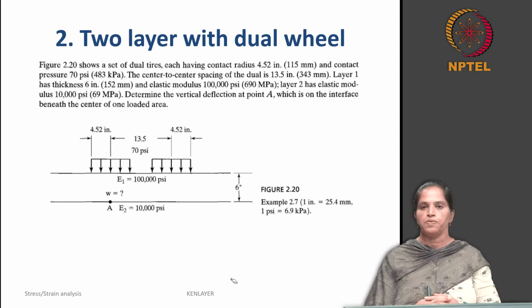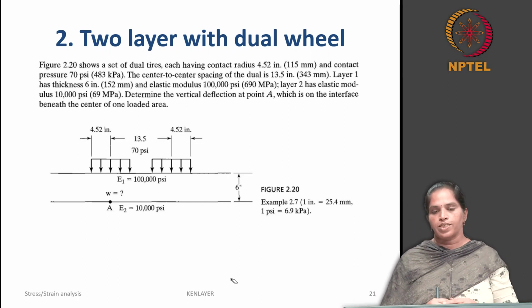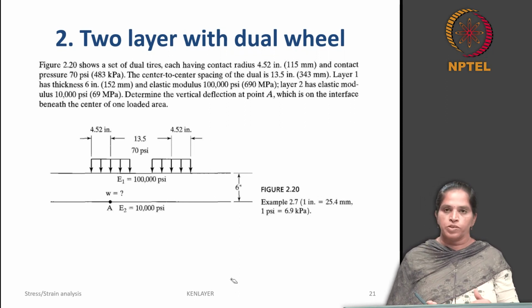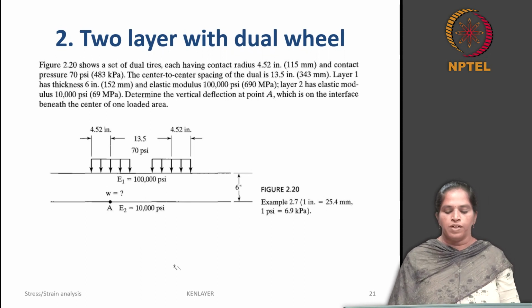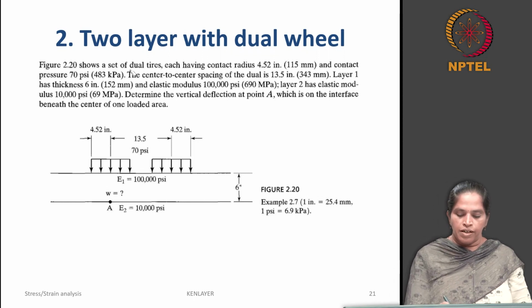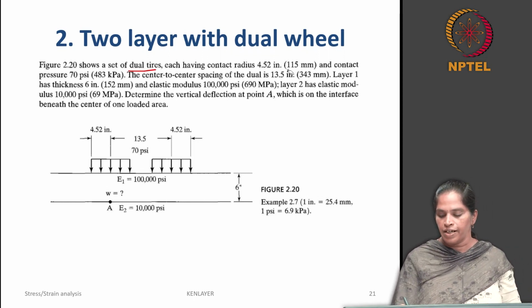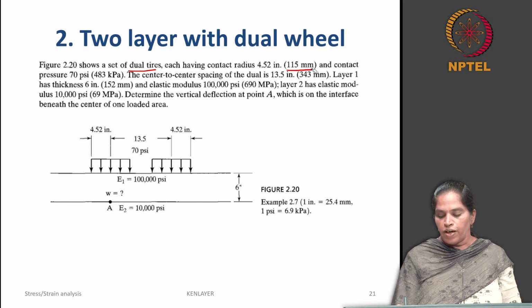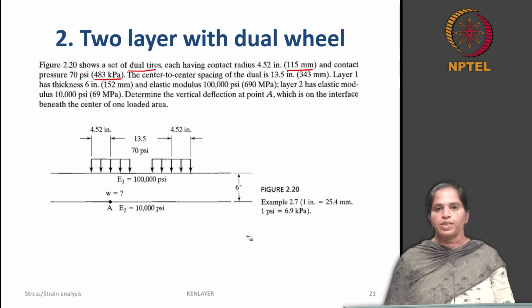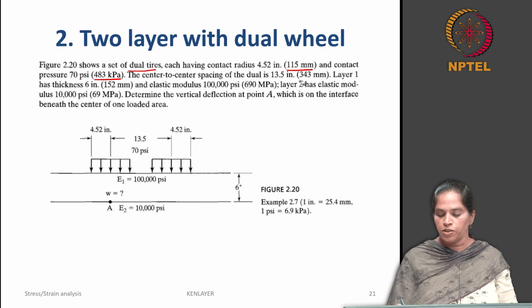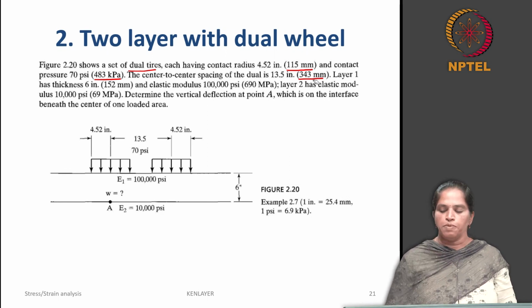So, the next problem we will look into is a two-layered system, but instead of a single wheel load, we will use a single axle dual wheel. So, we are going to use a dual wheel here to find out stresses and strains. Let us understand the problem here. You have a two-layer system subjected to dual tires, each with a contact radius of 115 millimeters and a contact pressure of 583 kilopascal. The center to center spacing between the dual wheel loads is 343 millimeters.